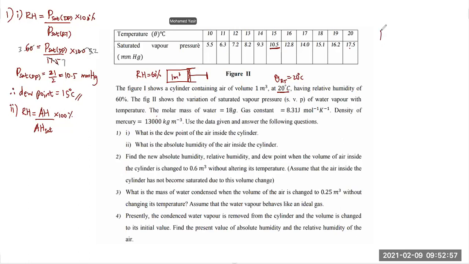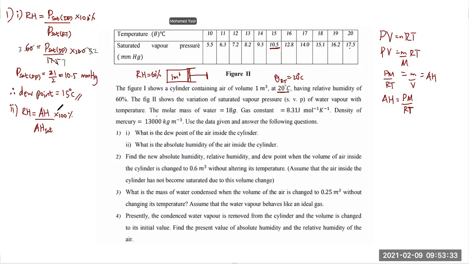Now you can apply PV equals nRT here according to the information they have given. For absolute humidity, instead of the number of moles, we can say mass over molar mass, times RT. Then PM over RT gives you mass over volume. So that is actually absolute humidity, isn't it? So instead, you can use the equation PM over RT. PM over RT is the absolute humidity. They are asking us to find that absolute humidity value.